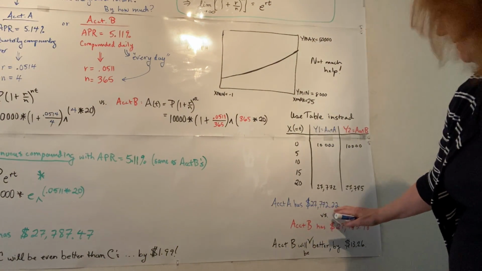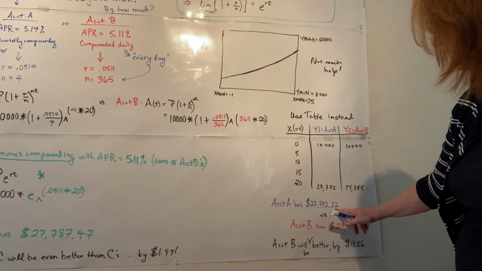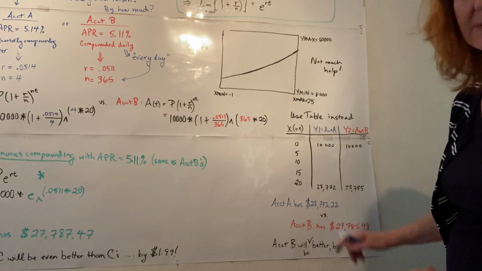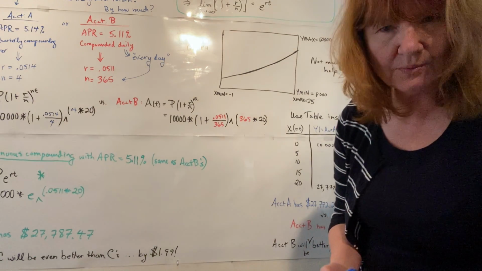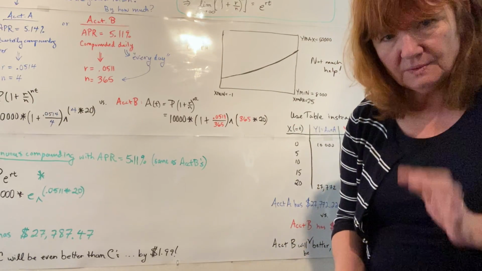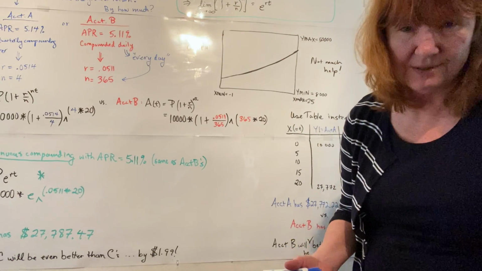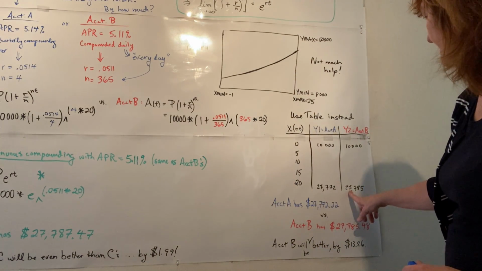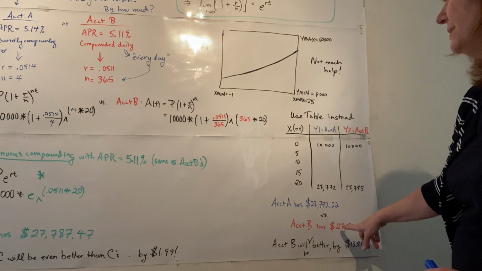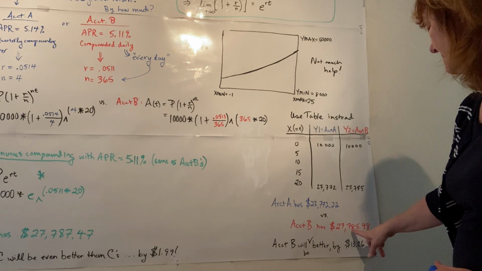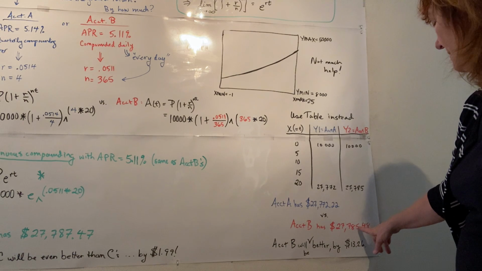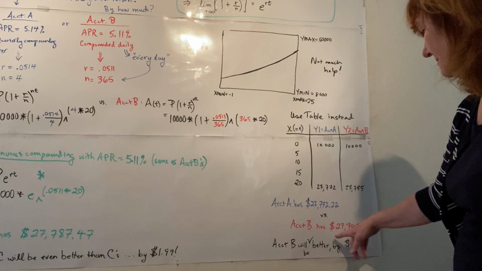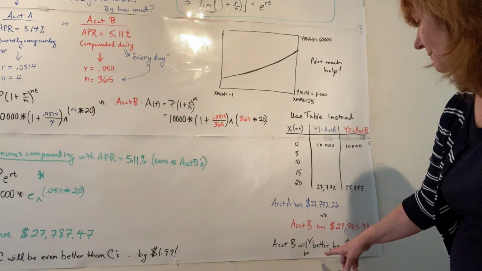Okay, account A has $27,772.22. Well, it had something like 21 something something that had to be rounded up. So you always would have to round to the nearest cent, unless it's specified to round to the nearest dollar in MyMathLab, something like that. Okay, versus account B with compounding daily. Slightly different APR. So you get everything out to the nearest penny.